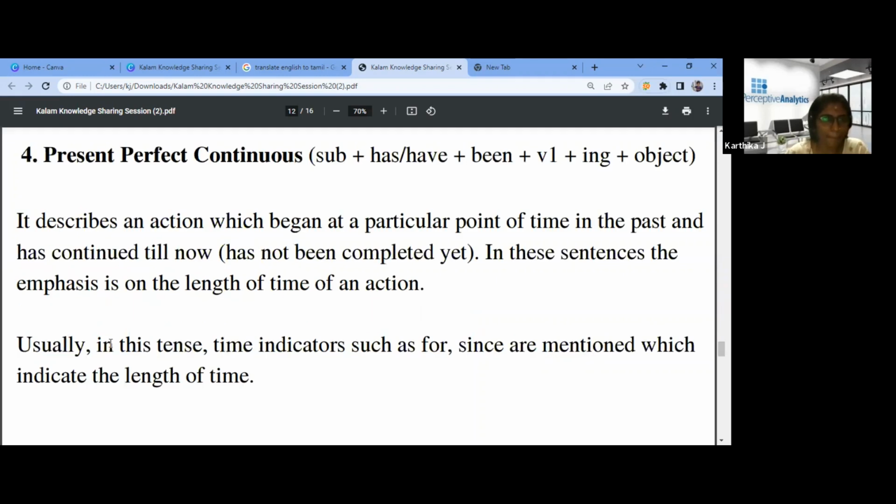Next one is present perfect continuous. So the rule for this is subject plus has or have plus been plus V1 verb plus ing plus object. It describes an action which began at a particular point of time in the past but has continued till now. It means something that's not completed yet. In this sentence, the emphasis is on the length of time of an action. Usually in this tense, time indicators such as for and since are mentioned, which indicate the length of the time. We can see some examples for this.